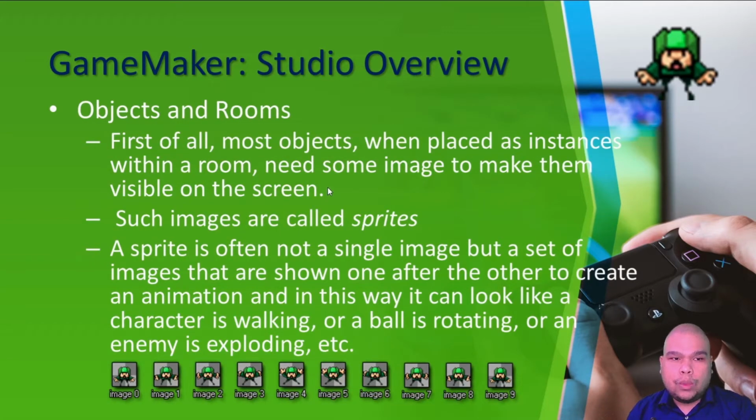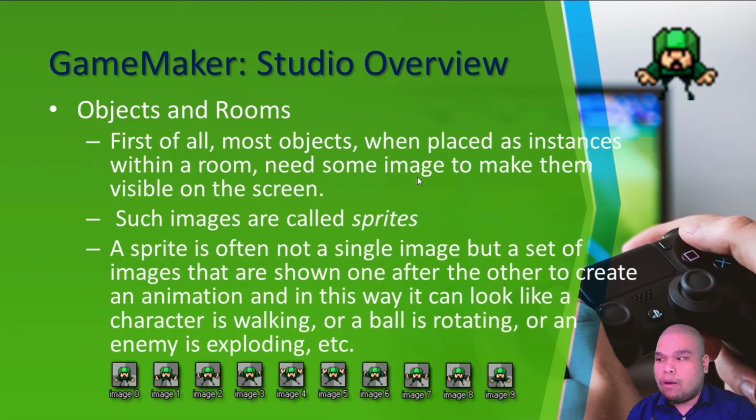Now, we'll proceed with objects and rooms. First of all, most objects, when placed as instances within a room, need some image to make them visible on screen. Basically, objects are non-visible components of GameMaker Studio, but we can show them by using images we call sprites. A sprite is often not a single image, but a set of images that are shown one after the other to create an animation. In this way, it can look like a character is walking, a ball is rotating, or an enemy is exploding.